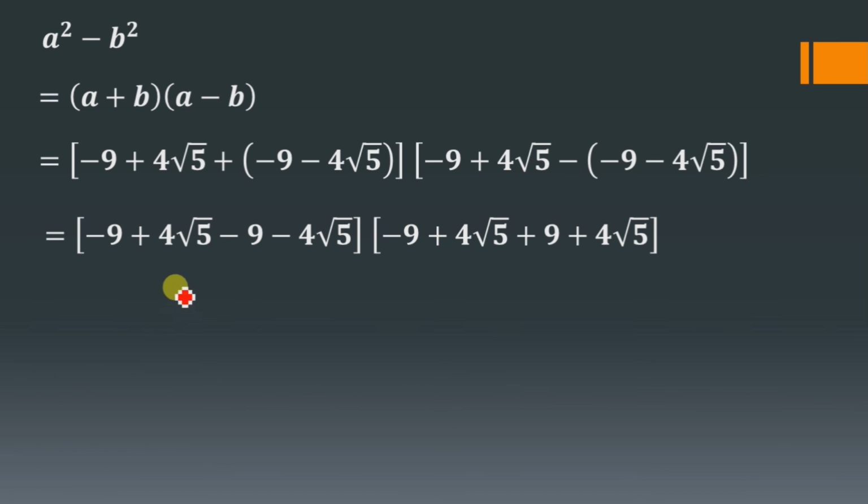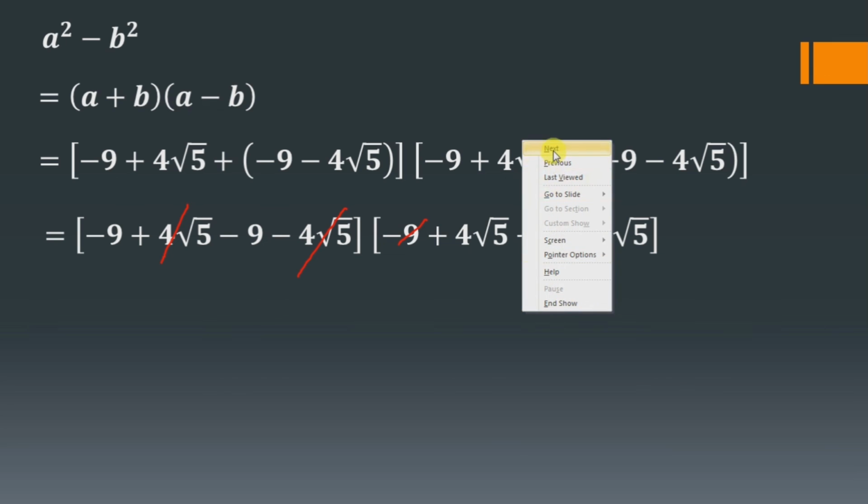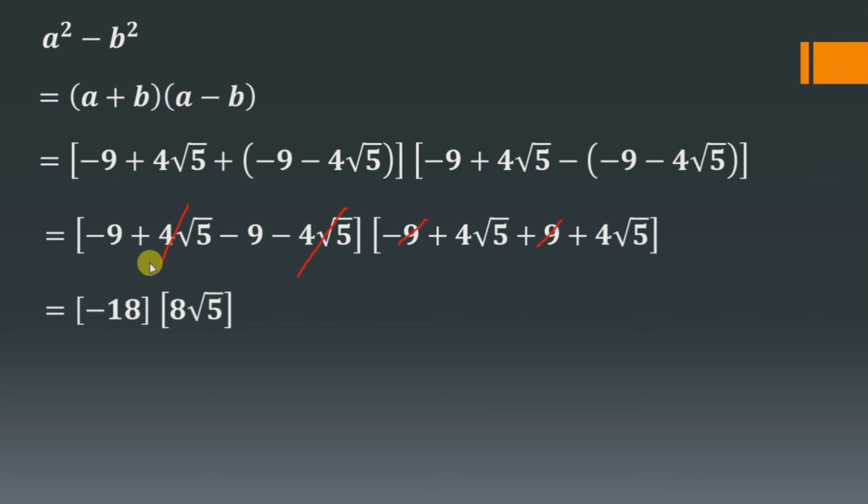Now let's solve. So here plus 4 root 5 gets cancelled with minus 4 root 5. Here minus 9 and plus 9 will get cancelled. So I'll get minus 18, 8 square root of 5. After multiplying these two numbers, we'll get minus 144 square root of 5. So this is the final answer, that is, this is the value of a square minus b square.